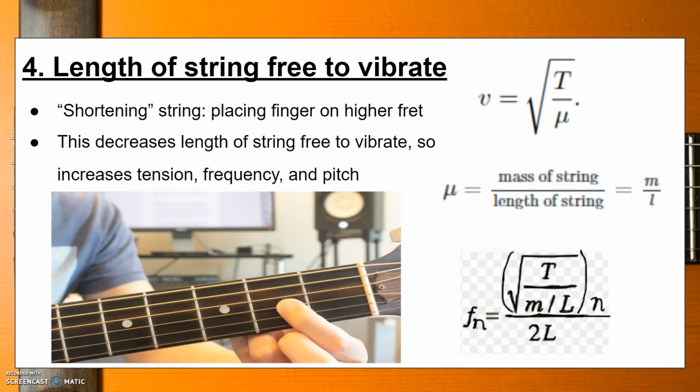Finally, the length of the string that is free to vibrate can affect frequency as well. If one shortens the string or places their finger down on a higher fret, a higher frequency and therefore pitch will be heard. Mathematically, this makes sense, as according to our equation, f_n equals n times square root of T over mu, over 2L, for a specific harmonic being studied, decreasing the length of the vibrating part of a string will increase the harmonic frequency.